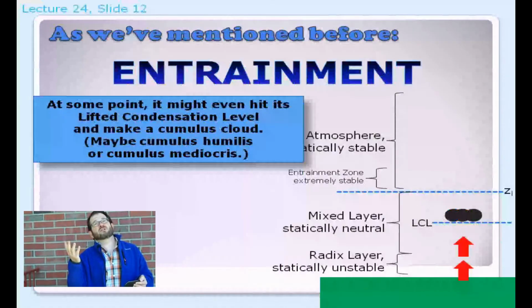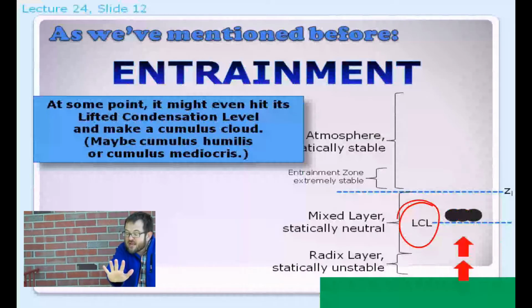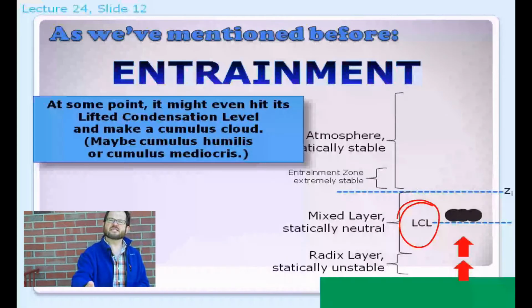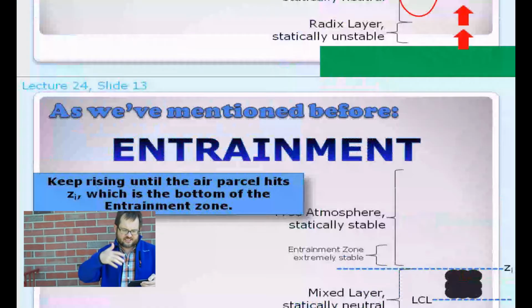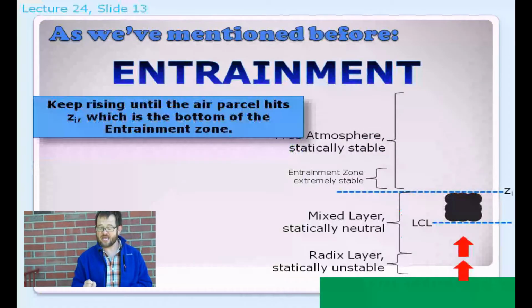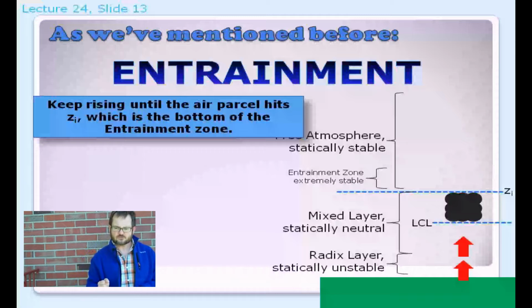Now, as it rises along the way, it probably will hit some kind of lifted condensation level. It might not, if the dew-point depression at the surface is fairly large. But it probably will hit the lifted condensation level and start forming a cumulus cloud. It might be cumulus humilis or cumulus mediocris or something like that. But at some point, it'll probably have hit the lifted condensation level and continue to rise until it hits Zi, the top of the boundary layer.